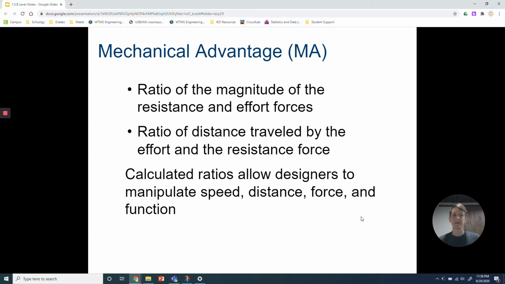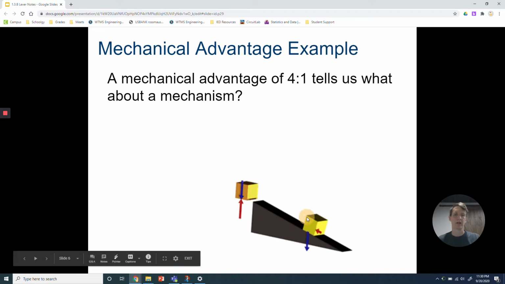So what does this mean? It means we can change those forces. It also changes the ratio of distance traveled by the effort and resistance forces. So how far these things are moving. The calculated ratios allow designers to manipulate speed, distance, force, and function. So that's a lot of science jargon, which really it allows us to make things move faster, slower, or stronger, or with less force. So by manipulating these things, engineers have come up with all sorts of tricks for changing the size, direction, and distance of forces to make these awesome machines that make our world go round.